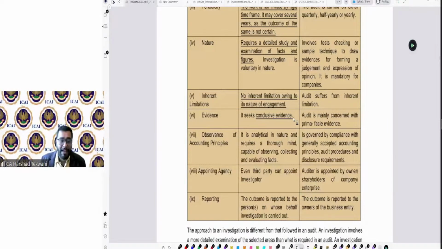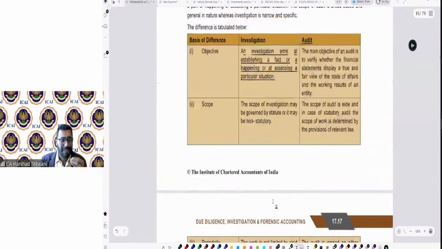And again, when it comes to a certain kind of investigation where you can perform test checks, your reporting also differs. Analytical procedures can be performed in an investigation, that is perfectly fine. An investigator can be appointed by a third party also, and the outcome is for the people who are hiring you as an investigator. So this is some background about the term investigation.